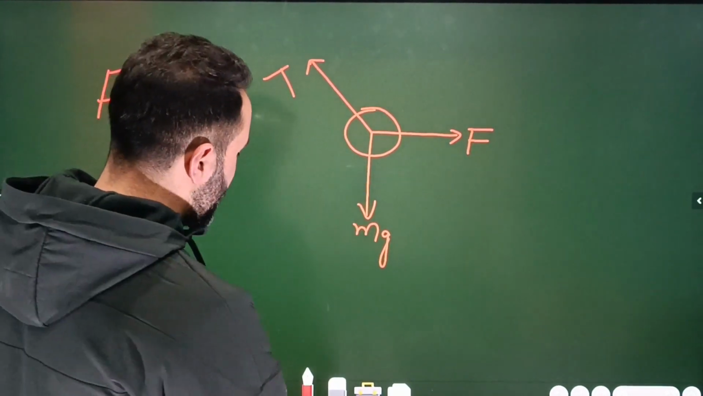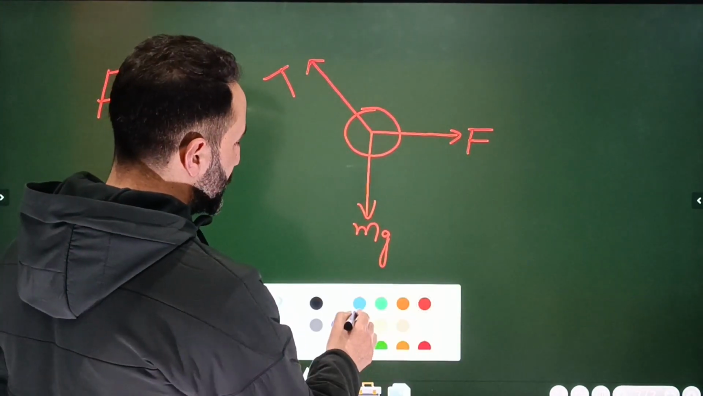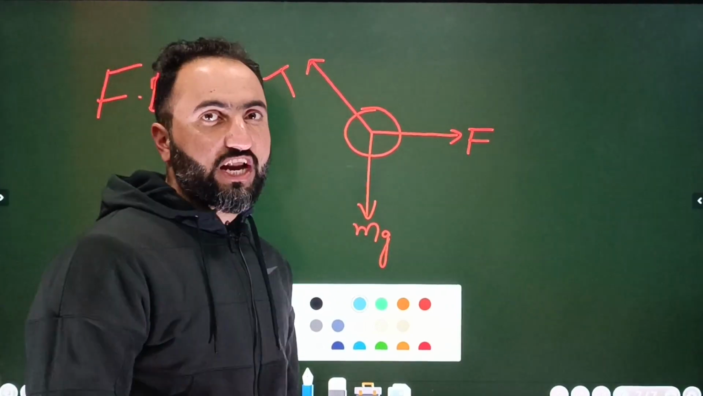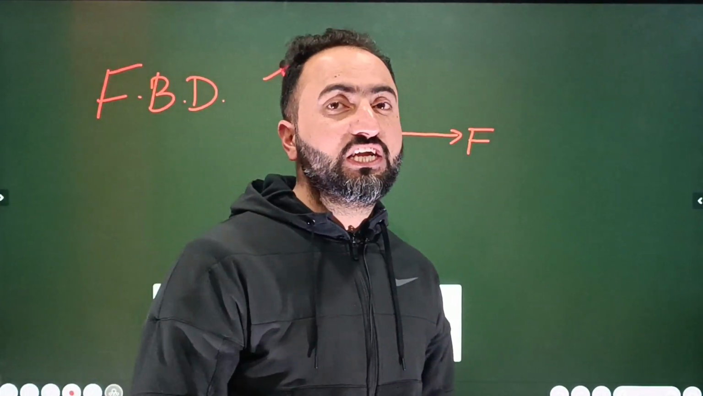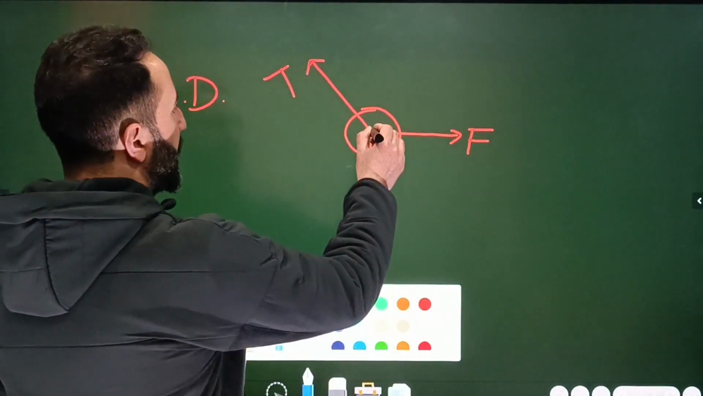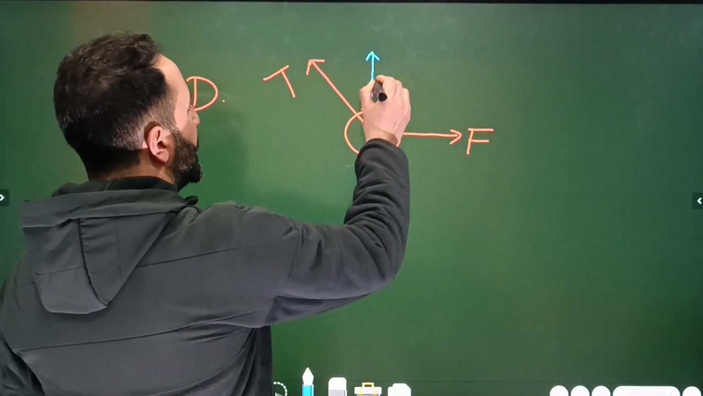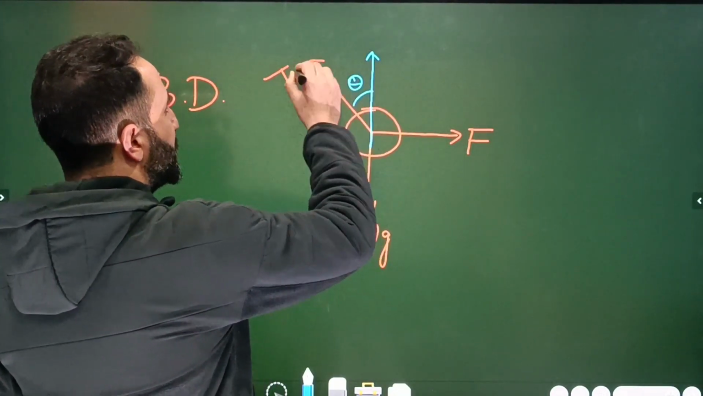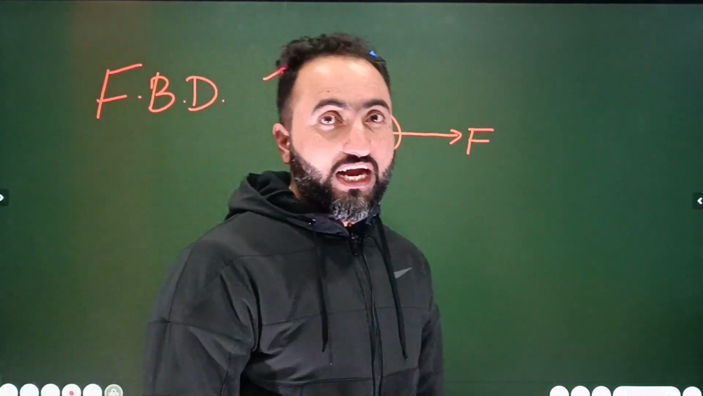What I am going to do next is this: I'll resolve this T into rectangular components. Which one? T. I will resolve T into rectangular components. From class 11th you know that. For example, this angle is theta. So how many components will it have? 2 rectangular components.